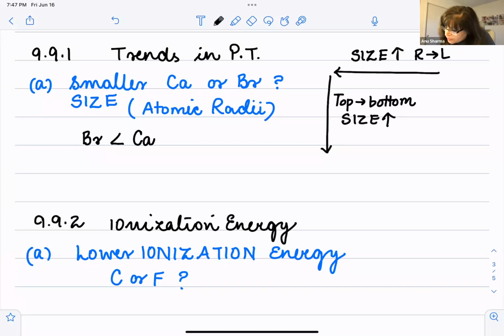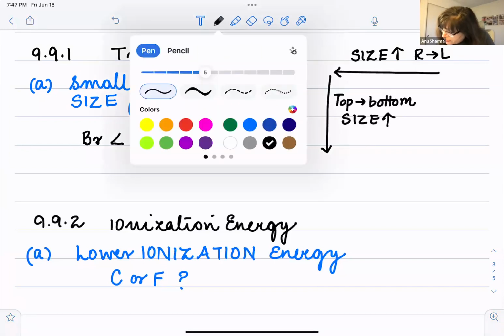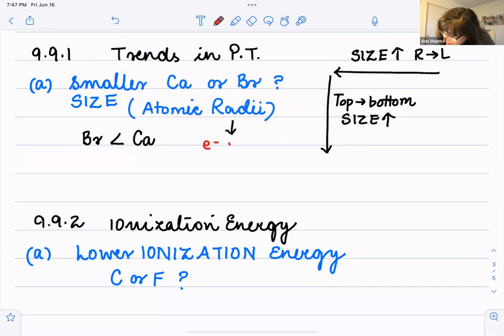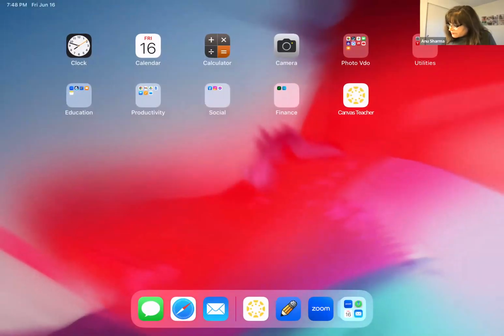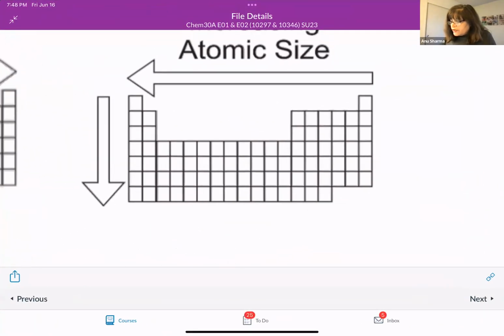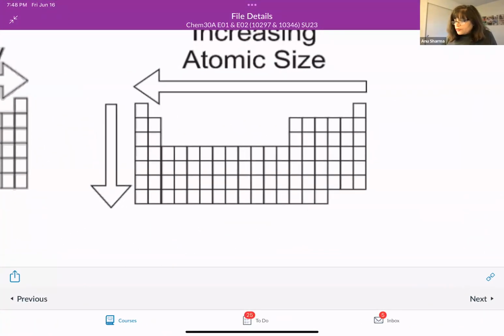But when we talk about the atomic radii, we talk about the electron cloud. Electrons are clouds actually. They exist as waves and particles. So the electron cloud condenses. Okay, so that's one trend. And then similarly, on the other hand, just so you know, when you move diagonally in the periodic table, the size is also going to increase. So keep this in mind that the energy levels are increasing.